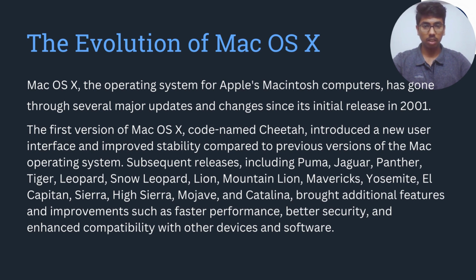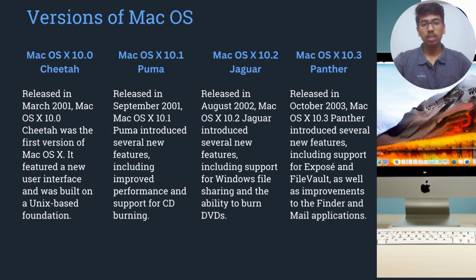Subsequent releases, including Puma, Jaguar, Panther, Tiger, Leopard, etc., till currently the latest Catalina, brought additional features and improvements such as faster performance, better security, and enhanced capability with other devices and software. So let us discuss some notable versions of Mac OS X, which were released back in the day.